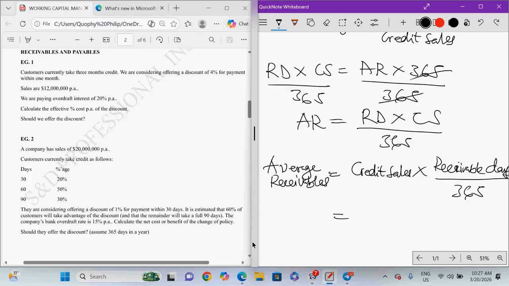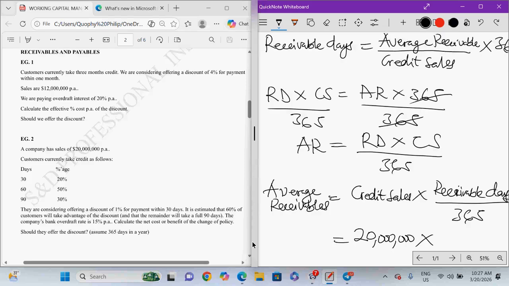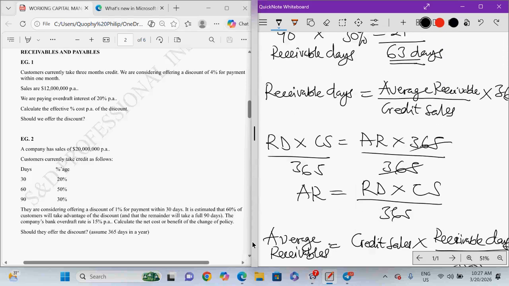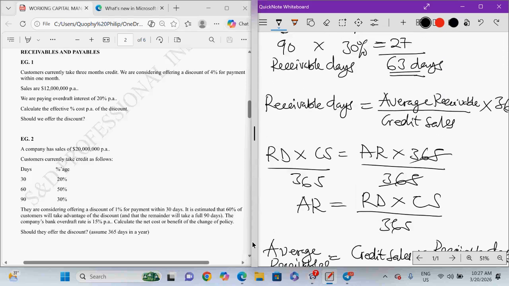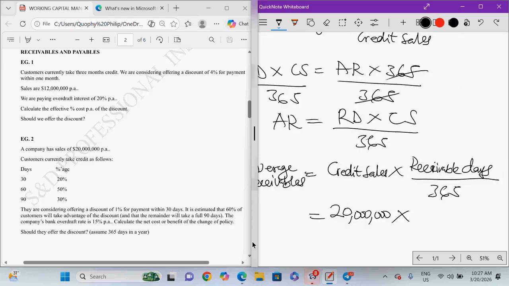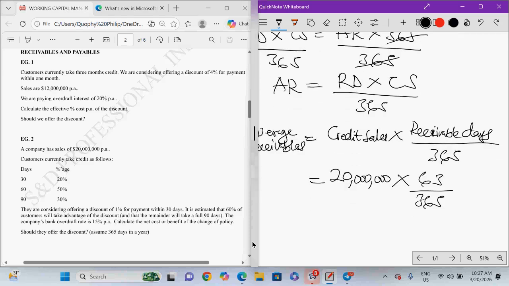We have been given a sales, so we assume that this is the credit sales. The entire thing is the credit sales. So that is 20 million times the receivable days. What is the receivable days that we computed? 63. So 63 over 365. What are we getting?